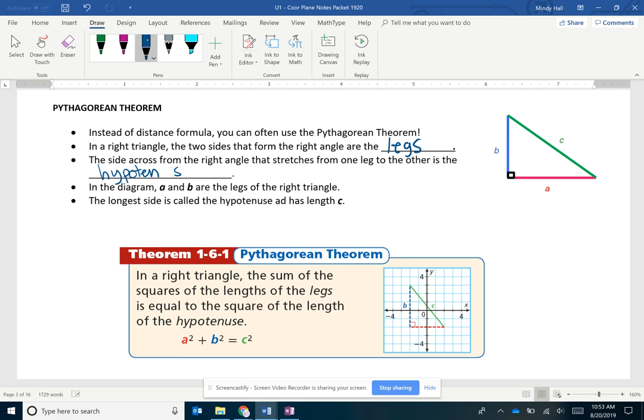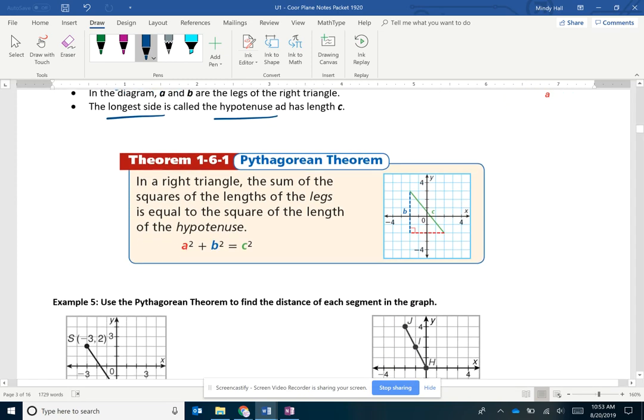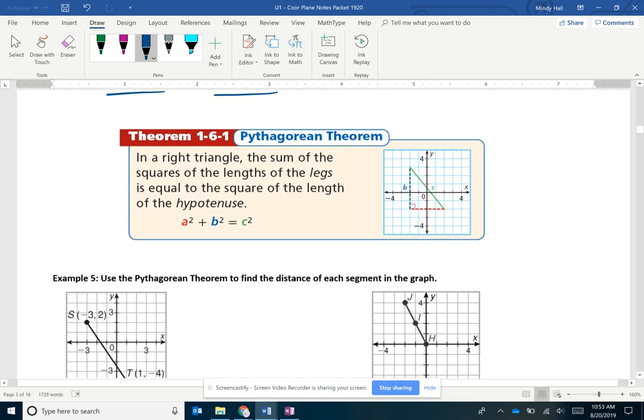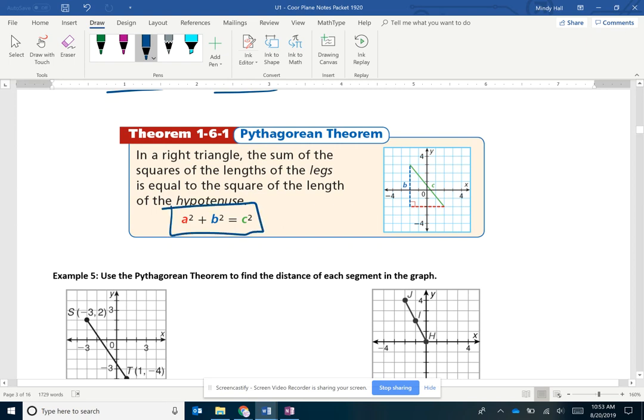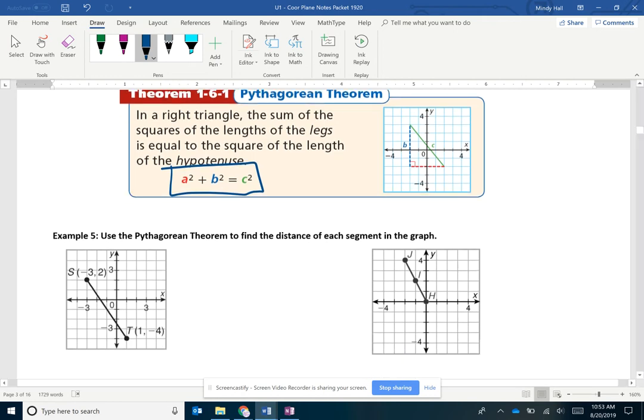Oops, I almost spelled hypotenuse wrong. Hypotenuse. All right, so in the diagram, A and B are the legs, and C is the hypotenuse. Also note this hypotenuse is always the longest side of a right triangle. So Pythagorean theorem is a squared plus b squared equals c squared. Many of you have already heard it, but in case you don't, you just take your legs, square them both, and then add them together to get your hypotenuse.